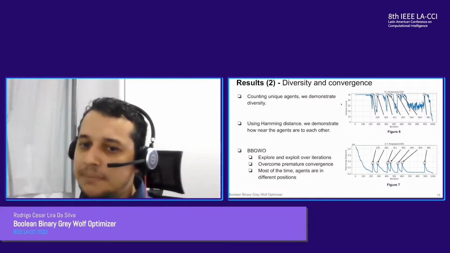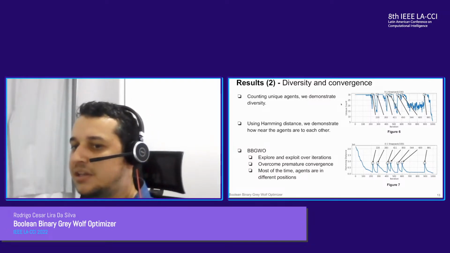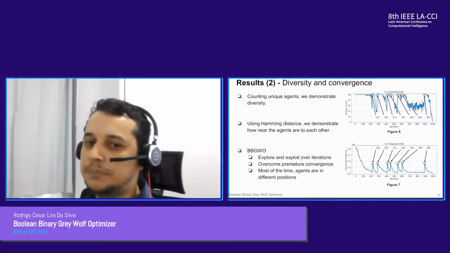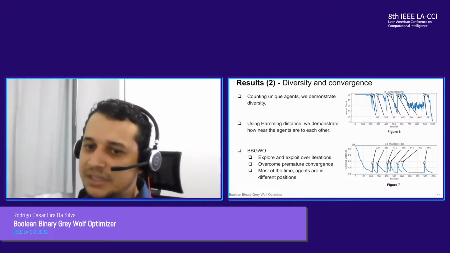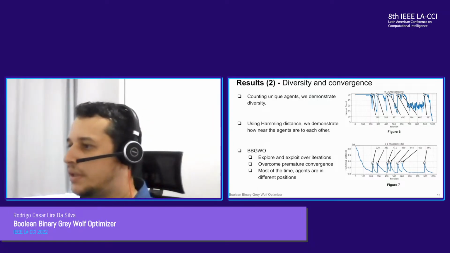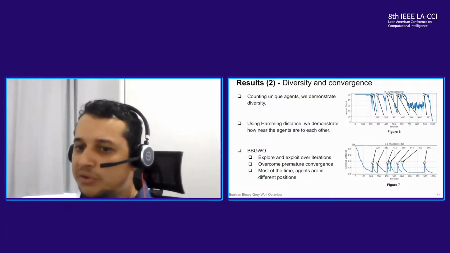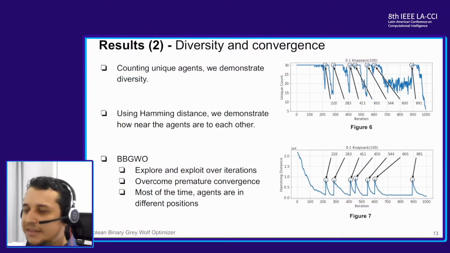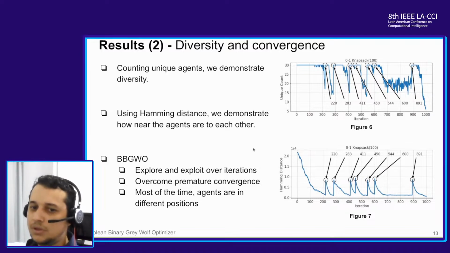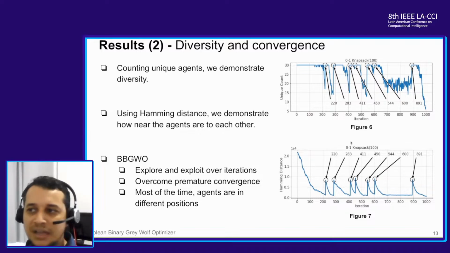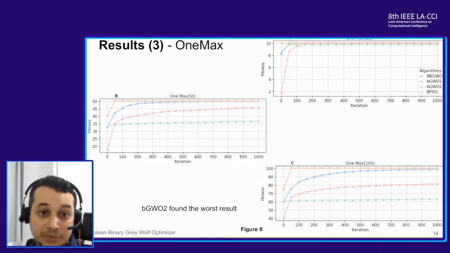We also identify multiple points in time that the swarm changed from entire diversity to half of the swarm being in unique position. In figure 7, we can measure the Hamming distance among agents as a way to estimate how near the agents are to each other. On iteration 220, we observe that the swarm increases the distance among each other and converges again. It happens over and over again. Using both figures, we demonstrate that BBGWO can overcome premature convergence, and also it keeps agents in different positions most of the time. Now let's see the fitness.